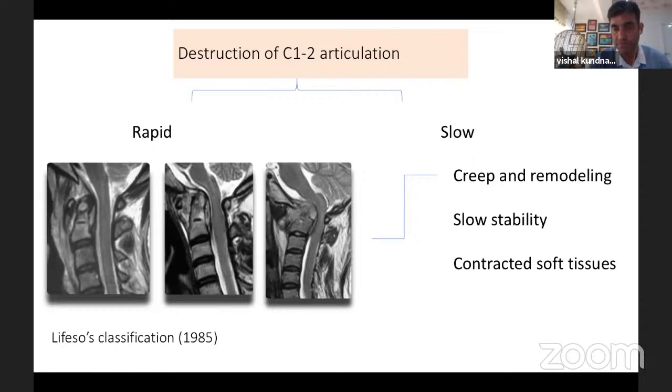Dr. Mihir Bapat: Thank you, Vishal. Thank you, ASSI, for giving me this opportunity. Am I heard clearly? Yes, clearly.